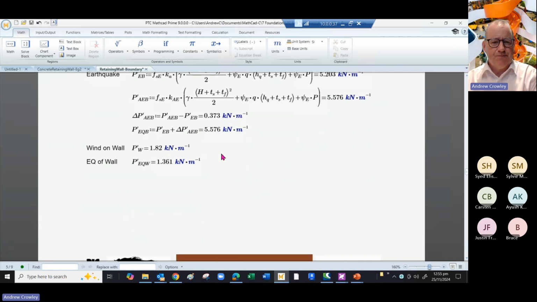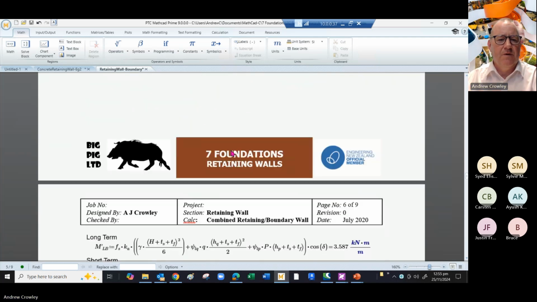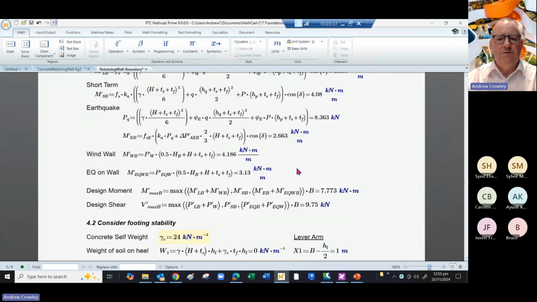Also got our wind on the wall and the loading due to seismic effects on the wall. And that works out, take the moments, we've got a long-term moment of 3.5 and a short-term moment of 4.8. We've also got the wind on the wall and the EQ of the wall. So our design moment is we take the maximums of these parameters for the cases that can coexist, in which case our design moment works out as 7.73 and a design shear works out as 9.7. So not all of the moments can exist at once.